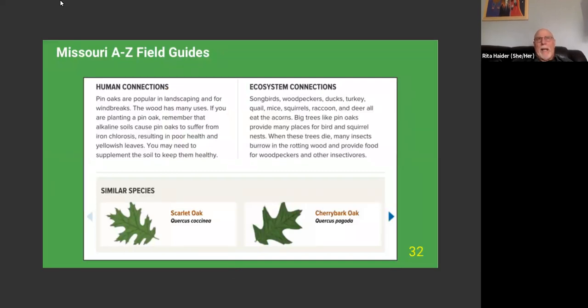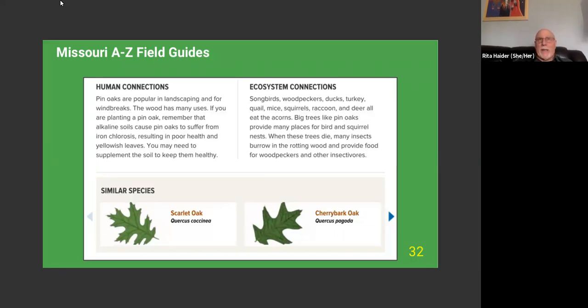Also within that page, or I think it's a connection to that page, you can look at the human connections. How is the pin oak useful to people? Ecosystem connections. How is it useful in the environment? What kind of animals eat it? What's its value to the forest community?